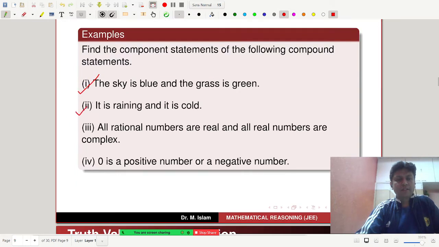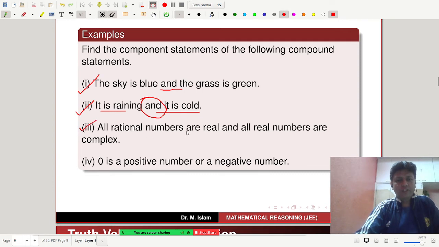So number two, it is raining and it is cold. The first one, the sky is blue, is one of the component statements. The grass is green is another component statement. So you are combining them with the operator and. It is raining and it is cold. It is raining is one component statement, and it is cold is another. So P is it is raining, and Q is it is cold. You are using and to get that. So and is a connective for a compound statement.